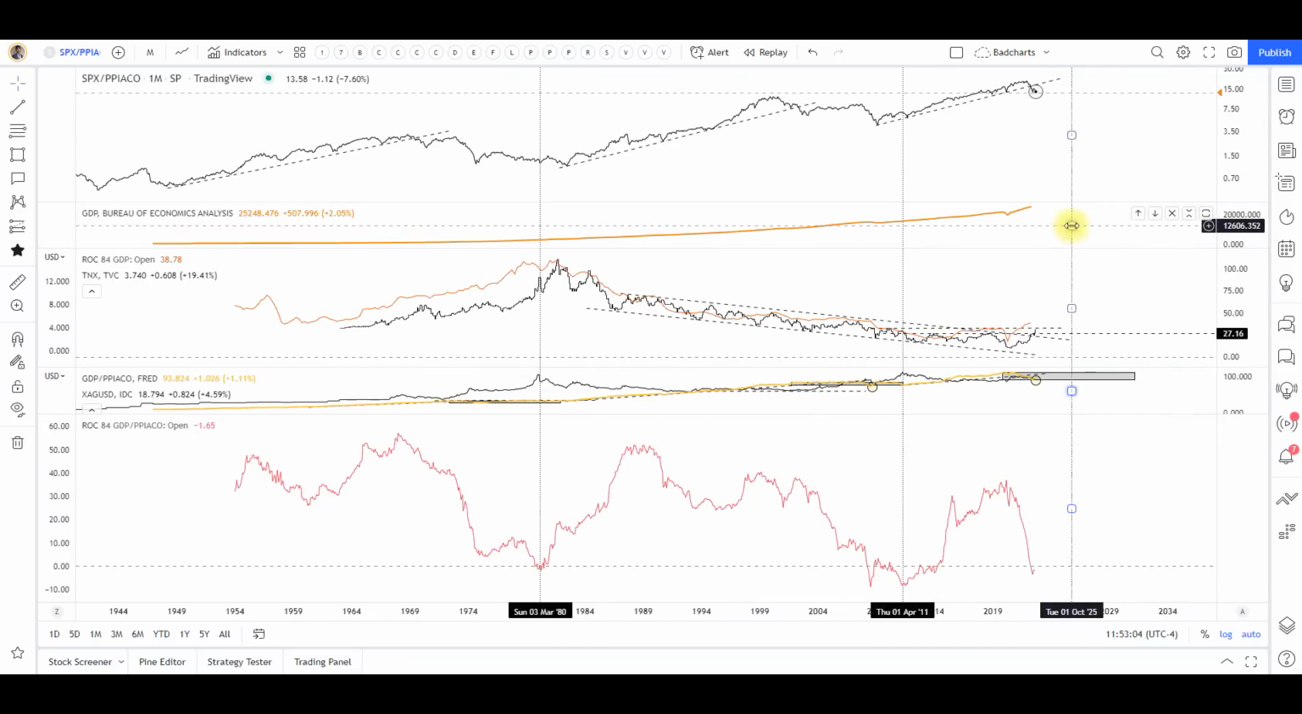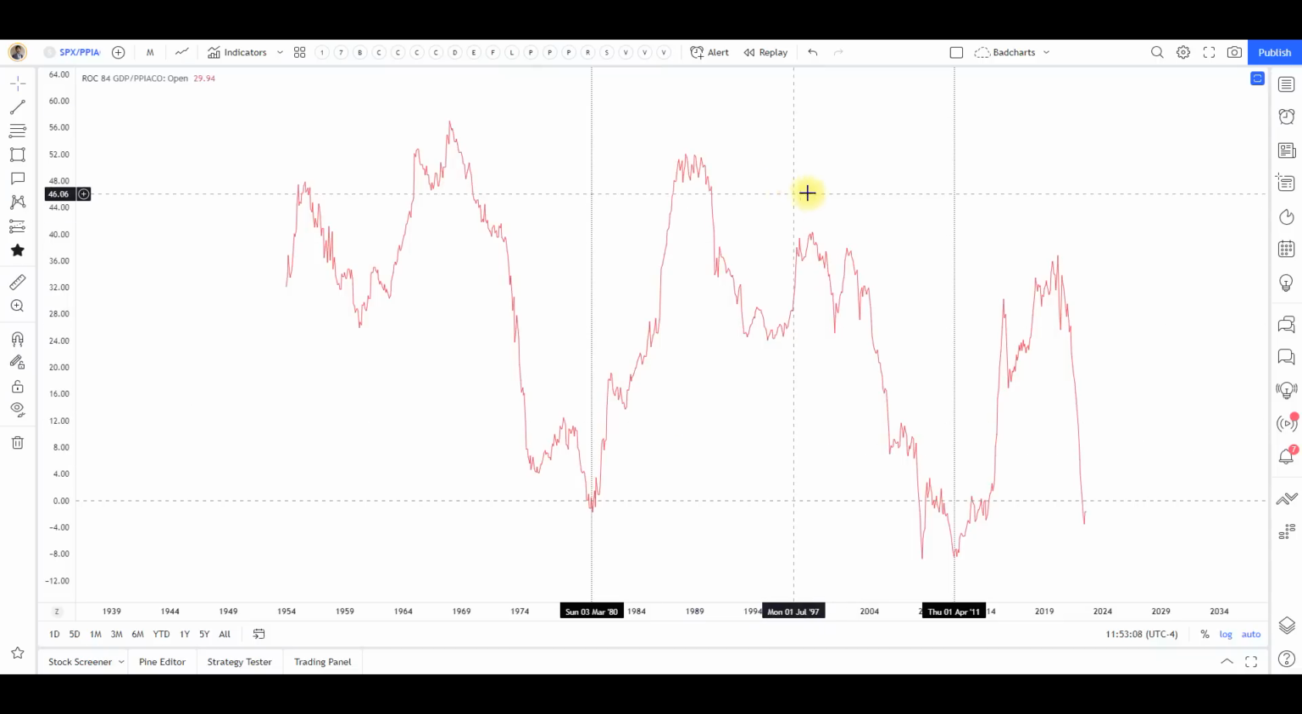Well, this one here, I don't know yet about this one. So this is the rate of change for GDP divided by PPI, guys. So this is a 7-year rate of change, GDP, for the GDP divided by PPI.